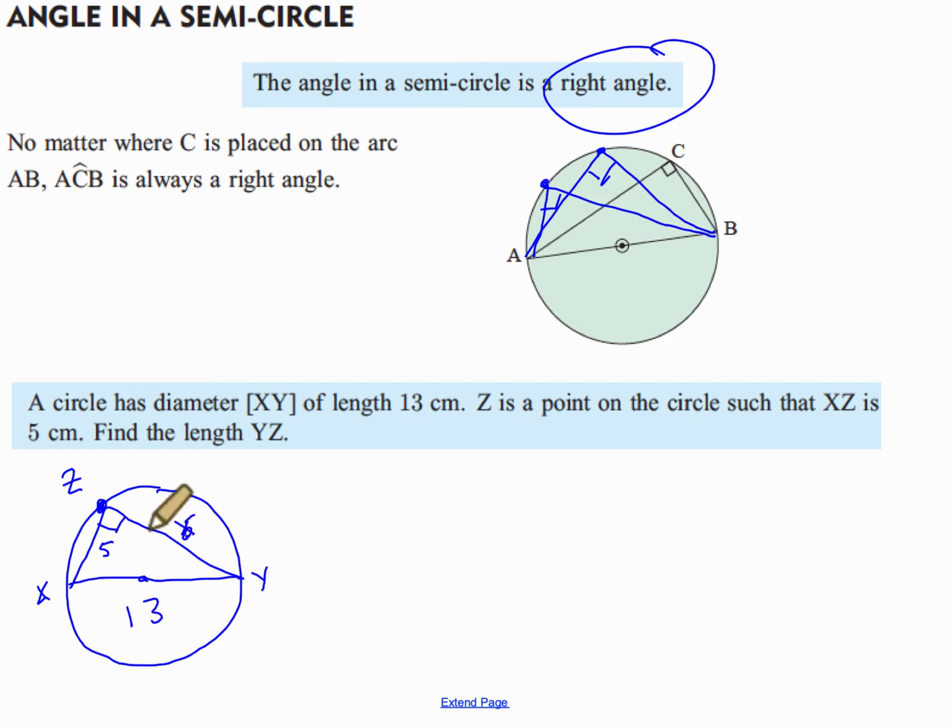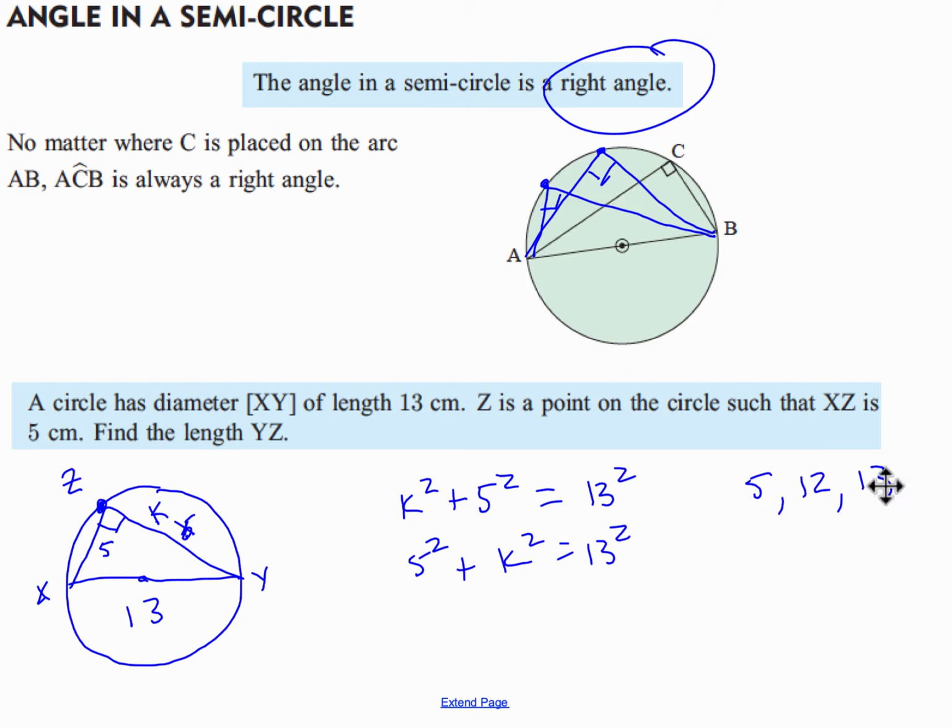I'm not going to call this x because I have an X here. I'm going to call it k, just for kicks. Get it? K for kicks? All right, so now we have k squared plus 5 squared is equal to 13 squared. And actually, I want to write that as 5 squared plus k squared equals 13 squared, because I want you to hopefully see we have another common right triangle, and that is the 5, 12, 13 right triangle.